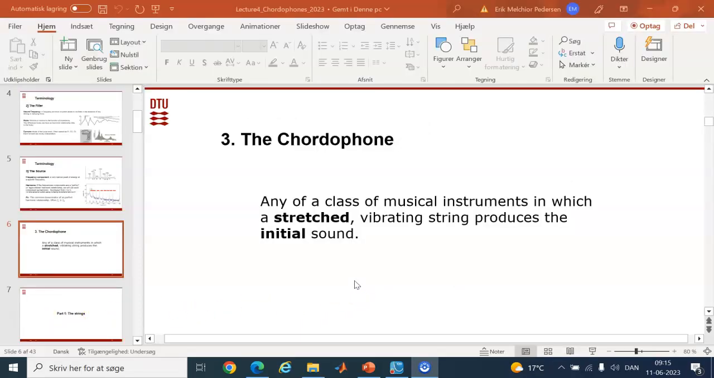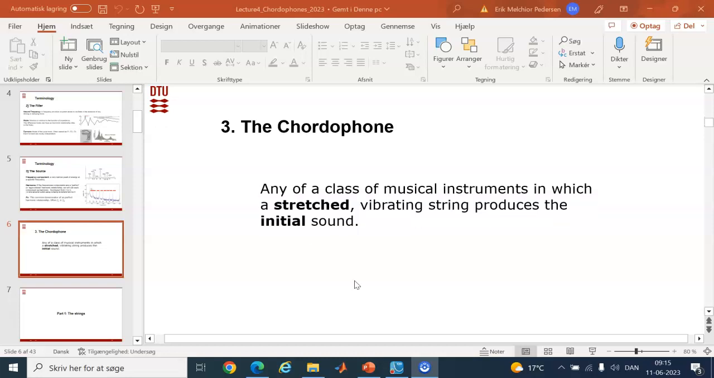The chordophone. A definition. Any of a class of musical instruments in which a stretched vibrating string produces the initial sound. The chordophone definition: any of a class of musical instruments in which a stretched vibrating string produces the initial sound.